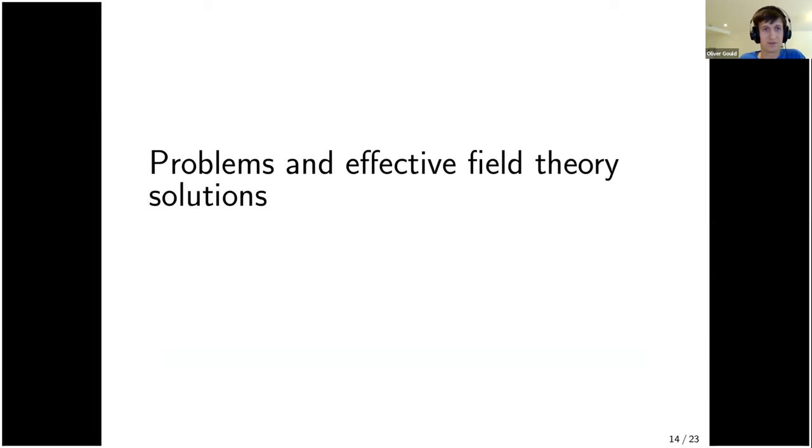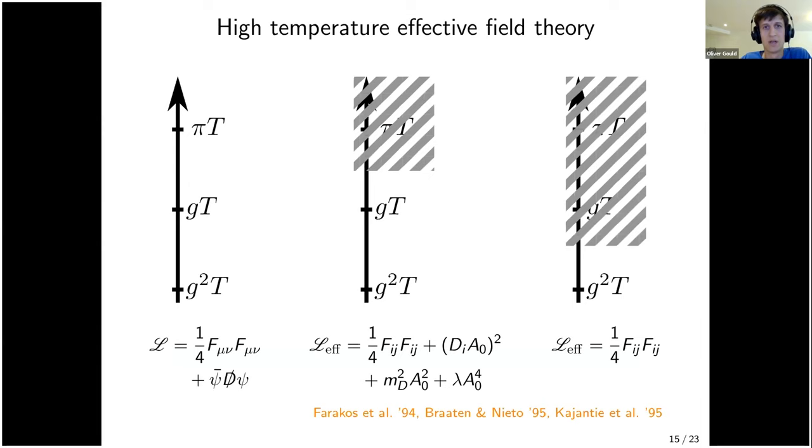Okay, so hopefully I've motivated scale hierarchies. And now I'm going to go on to discuss various problems and the stuff that was discussed at the beginning, and how effective field theory can offer solutions. So the discussion of effective field theory for high temperature physics goes back at least to the 90s: Farakos, Kajantie et al., Braaten and Nieto, Shaposhnikov and others. And here I just give an example for QCD.